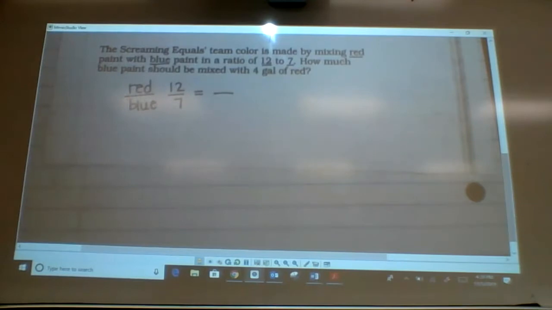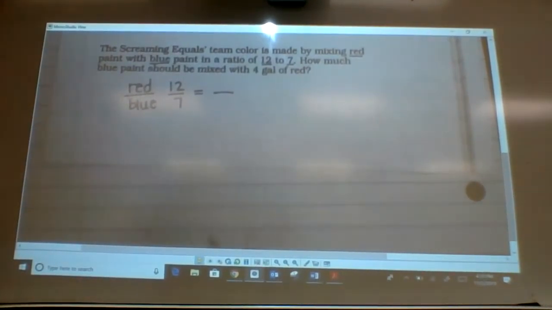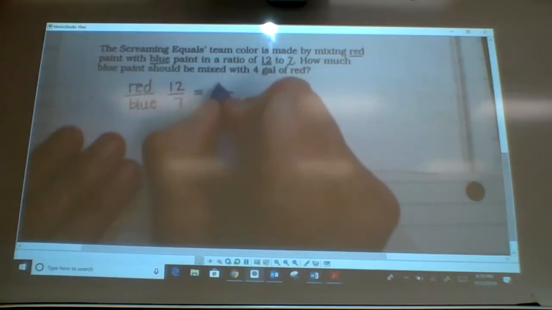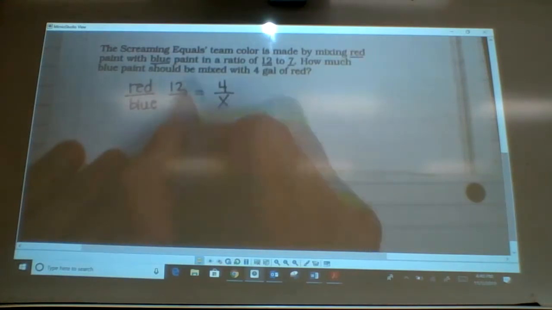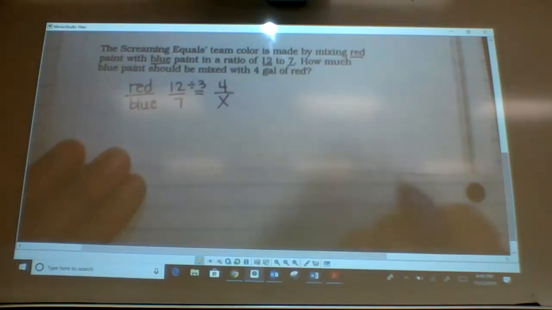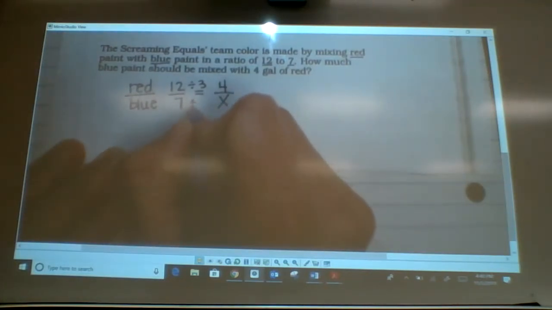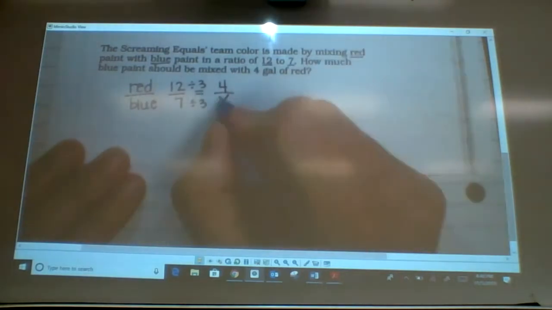Our other information we have is how much blue paint should be mixed with 4 gallons of red, so we don't know blue. So 4 goes with red. X is our unknown. And now we look, how can I solve this? So the first thing we do is we look, do we have a direct relationship? Well, we do this time. Do you notice that if we divide 12 by 3, we get 4? All right, so why don't we just divide 7 by 3, and we will find our unknown.